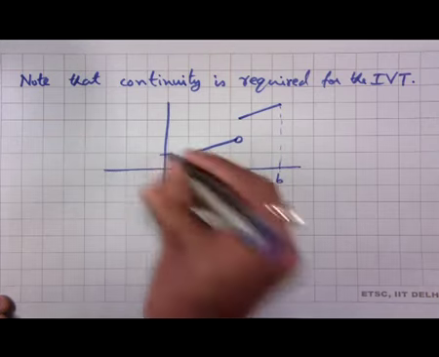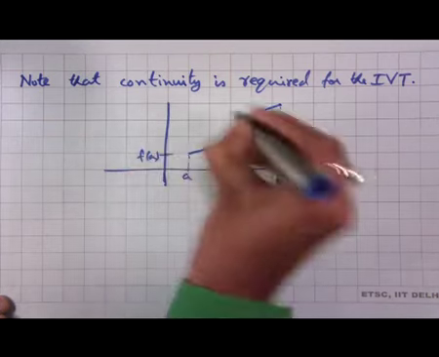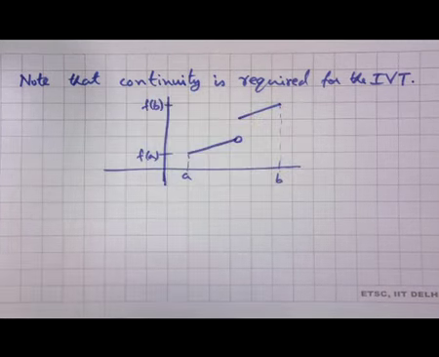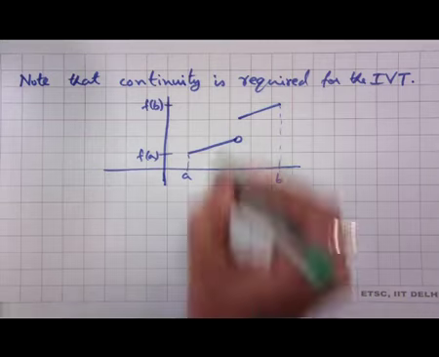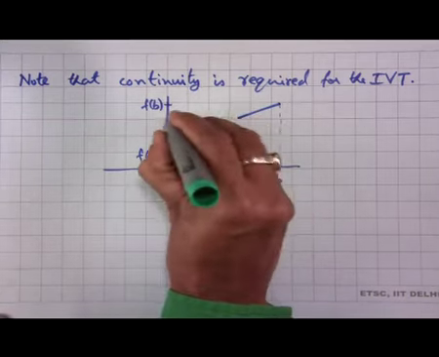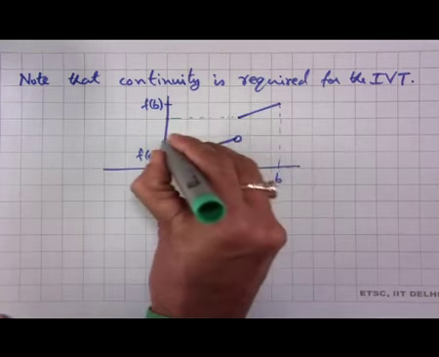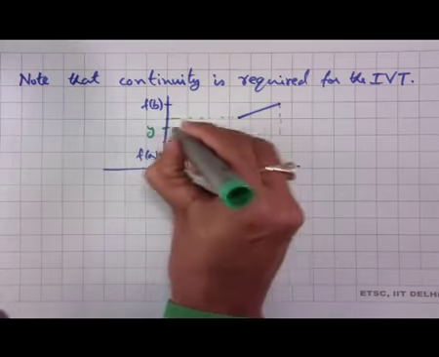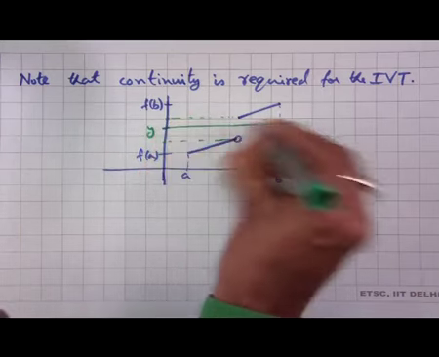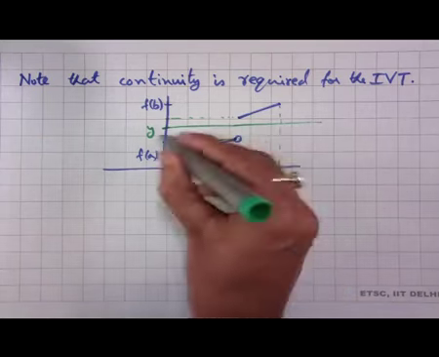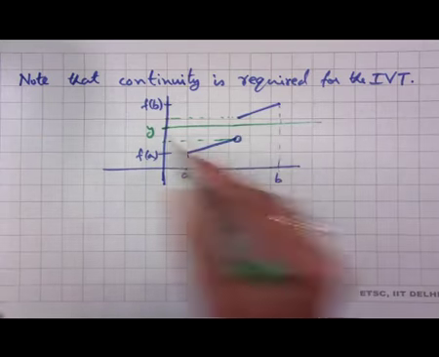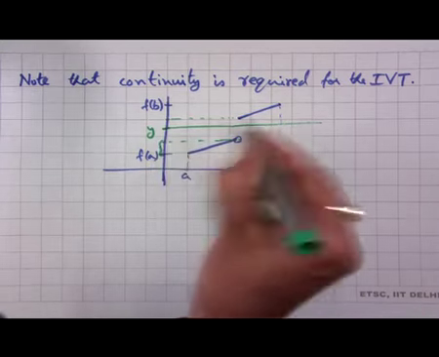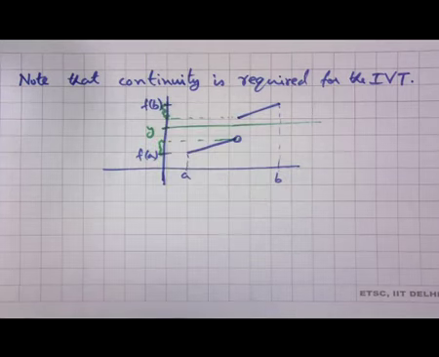Now, you see I have f of A here, f of B, and if I take any y here, then there is no x for which f of x is equal to y, because either f of x is less in this interval or f of x is here. Right.